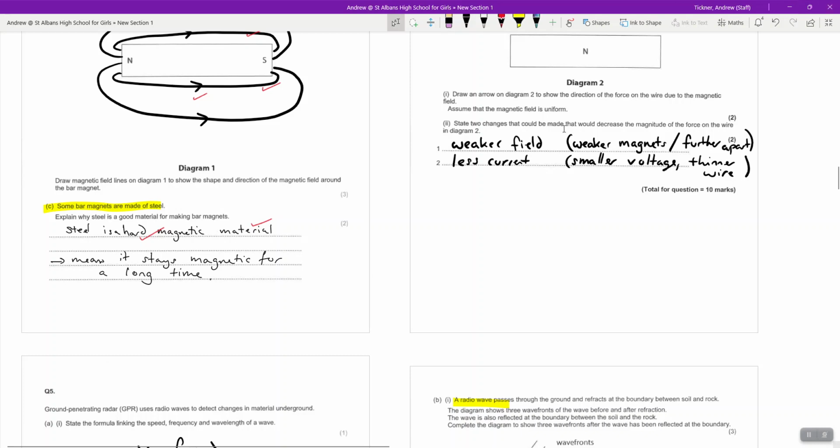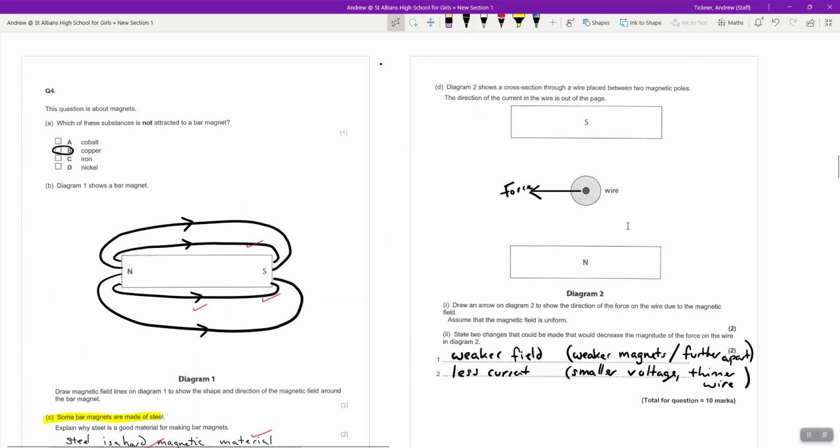We then had a Fleming left-hand rule. So draw an arrow to show the direction of the force. If you're using Fleming's left-hand rule, your second finger is pointing out of the page towards you. Your first finger is pointing upwards. That's the field from north to south. And if you orientate that, your thumb will point to the left. There's one mark for a horizontal arrow, either that way or that way. The second mark is for it pointing to the left.